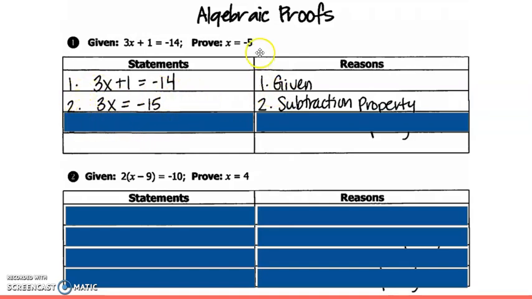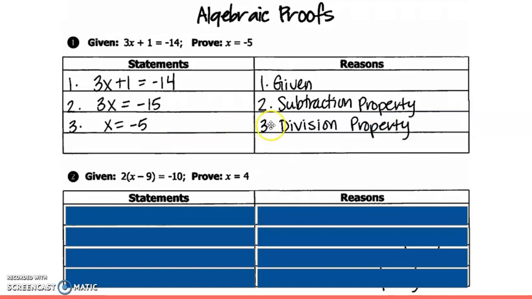I still want to get down to my proof statement of x equals -5. So I now need to divide both sides by 3 to get x equals -5. And that is my division property. Now, we do have an extra line, but we didn't need it because we know we're done since we got our prove statement.